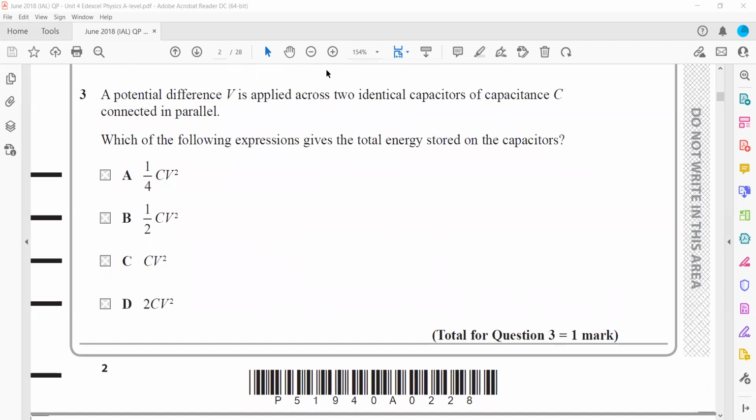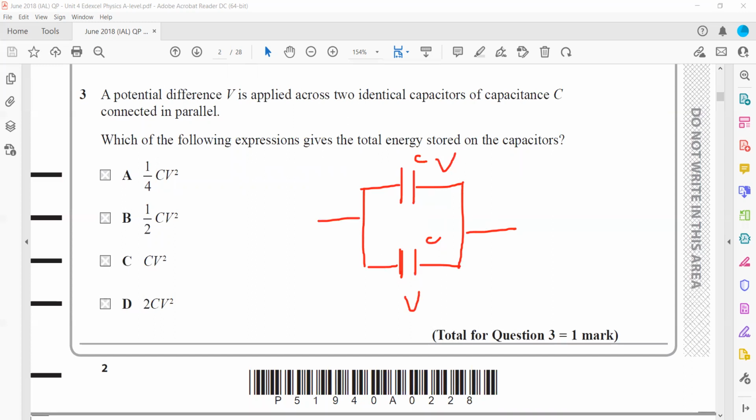A potential V is applied across two identical capacitors of capacitance C, which are in parallel. Which of the following expressions gives the total energy stored? So if they're connected in parallel, both have the capacitance C. And the voltage which we applied here, that is V, they are in parallel, so this voltage will be V. This voltage is also V.